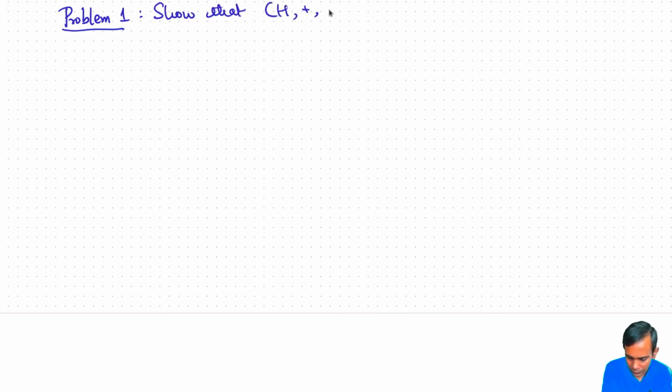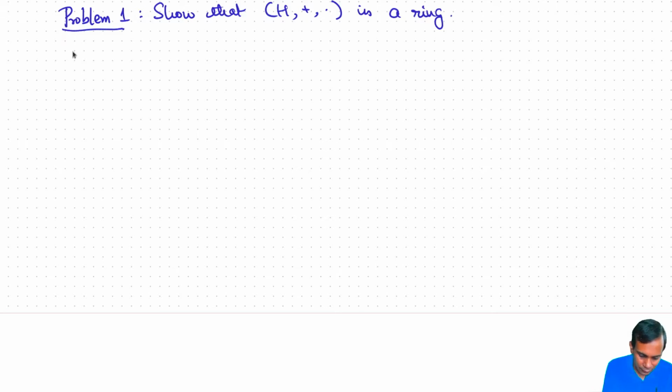Okay, problem 1. Show that (H, +, ·) is a ring. Okay, I already called it the ring of quaternions, but we need to check that it is really a ring. So we need to show certain things. We need to show that (H, +) is an abelian group, we need to show that (H, ·) is a monoid. We need to prove associativity, and we need to prove unitality.